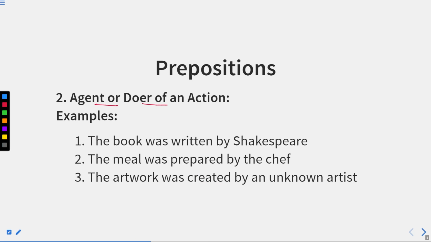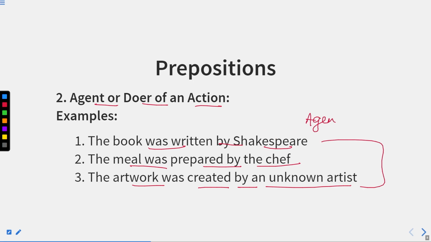Now let us move to the next one. To show agent or doer of an action. As we have read this earlier as well, the book was written by Shakespeare. The meal was prepared by the chef. The artwork was created by an unknown artist. So all these three are agents, and to show these agents, we are using a preposition by.